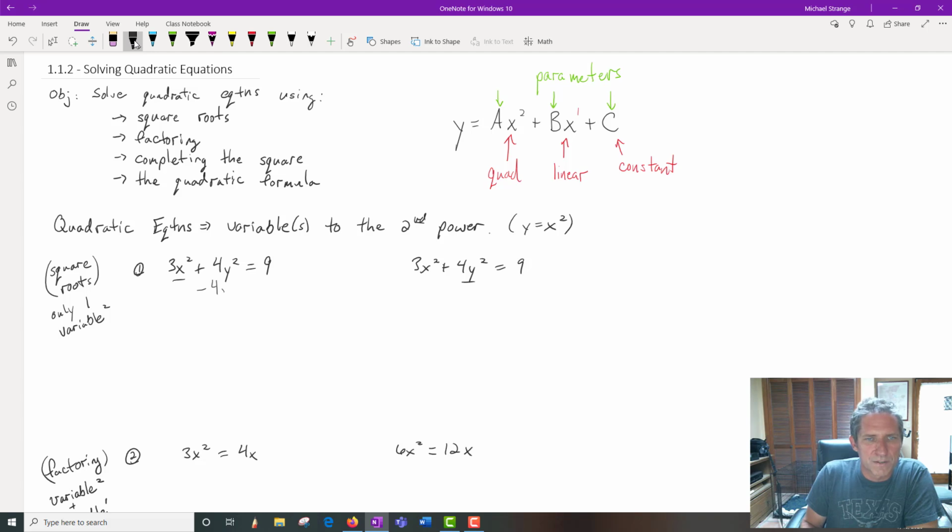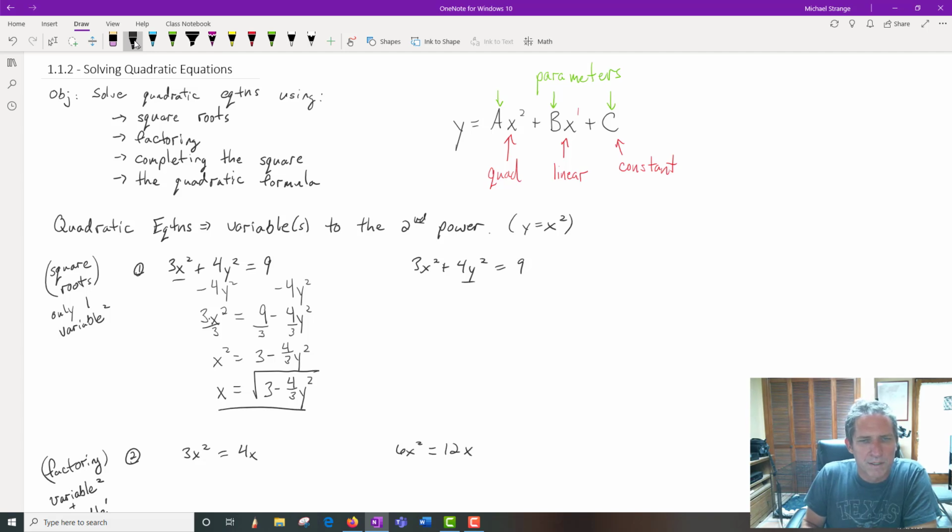We're going to subtract 4y squared from both sides, leaving 3x squared is equal to 9 minus 4y squared. Then this is a multiplication, it's 3 times, so we're going to divide by 3 all the way across. Remember to do it to everything. So we get x squared is equal to 9 divided by 3 is 3, minus 4/3 y squared. To get rid of the square, we do the inverse. The inverse of a square is a square root, so we just take the square root of the other side. So it's going to be the square root of 3 minus 4/3 y squared. And that's it. That would be my solution.